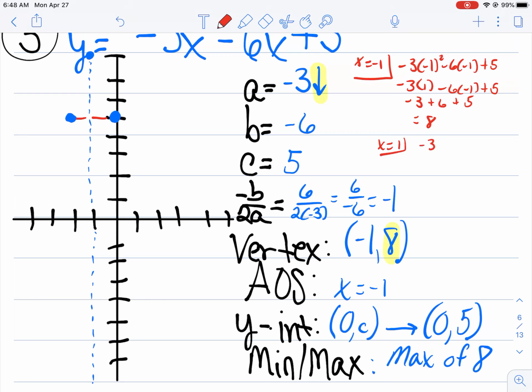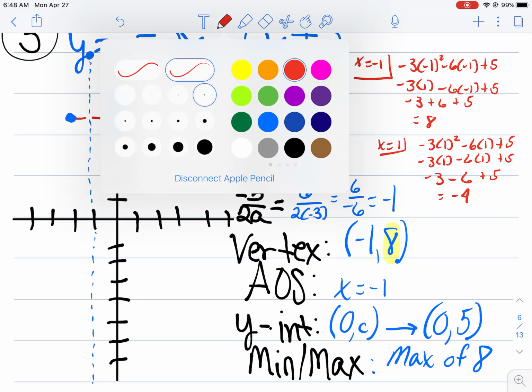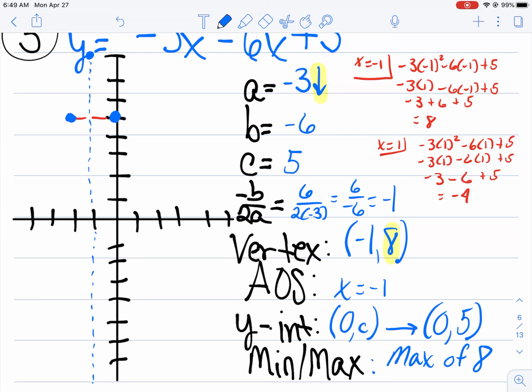Okay, so I get negative 3 times 1 squared minus 6 times 1 plus 5. Again, 1 squared is 1, so negative 3 times 1 minus 6 times 1 plus 5. I get negative 3 minus 6 plus 5. Well, negative 3 minus 6 is negative 9. Negative 9 plus 5 is negative 4. Okay, so I'm going to plot the point 1, negative 4. So down here, there it is.